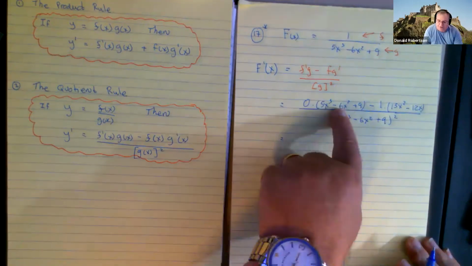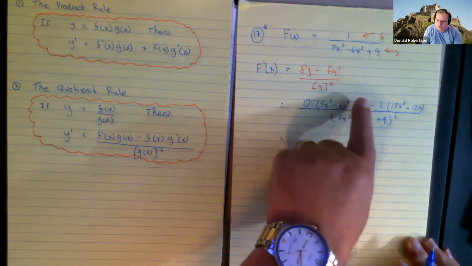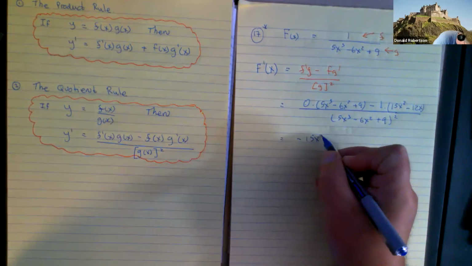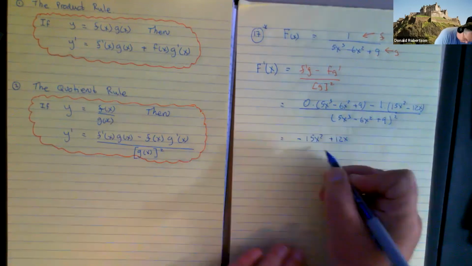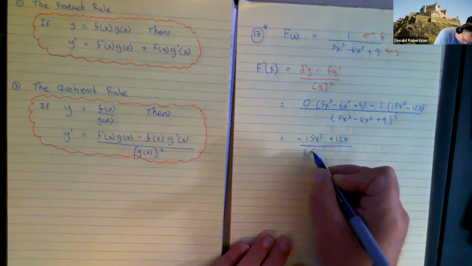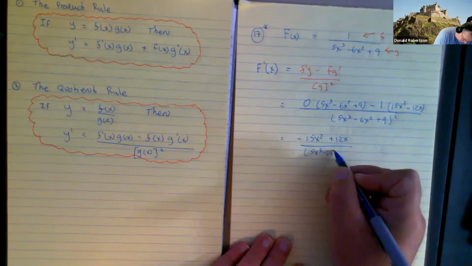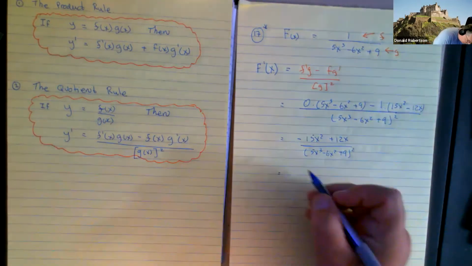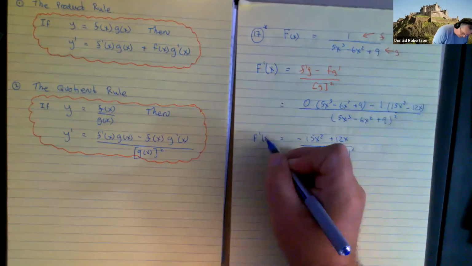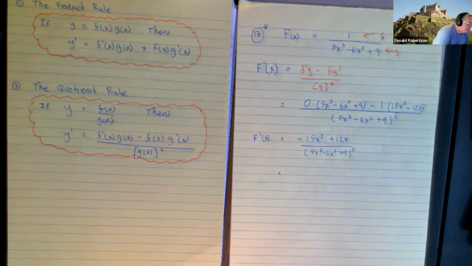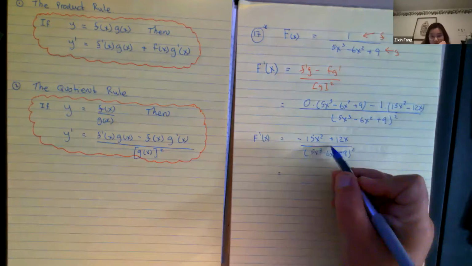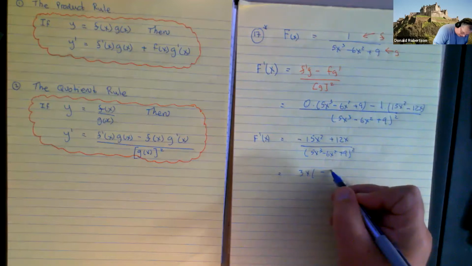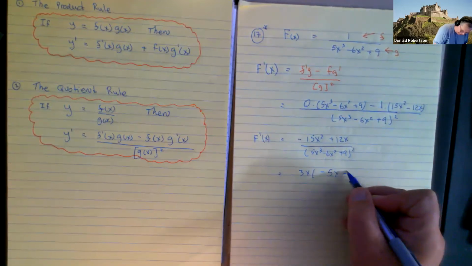Now, 0 times anything is 0, so that expression really is gone. And if you multiply this through by -1, you get negative 15x squared plus 12x all over that guy squared. Can I do anything to this fraction to make it look prettier? 3x, 3x. So it's going to leave me with negative 5x plus 4.